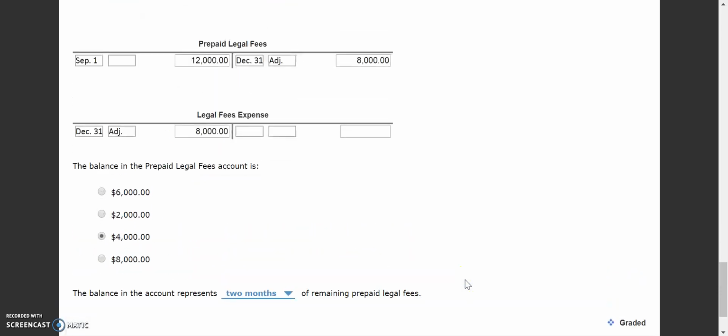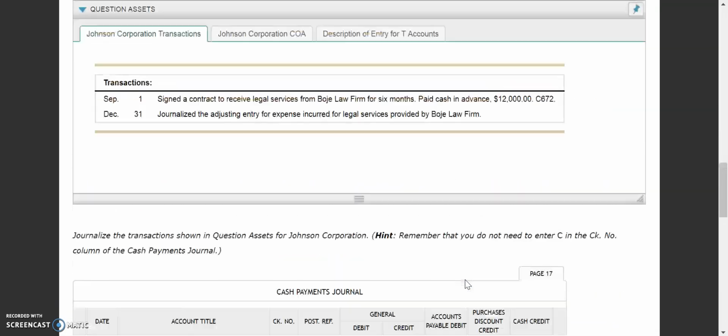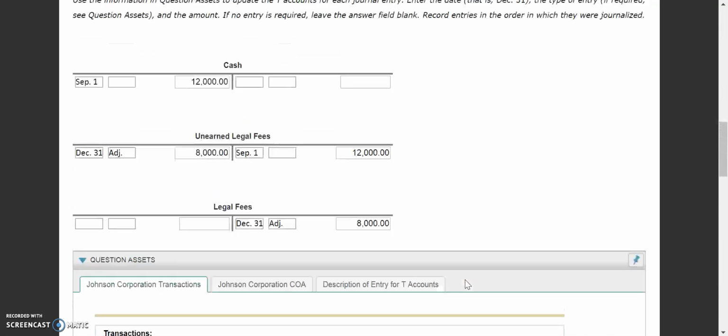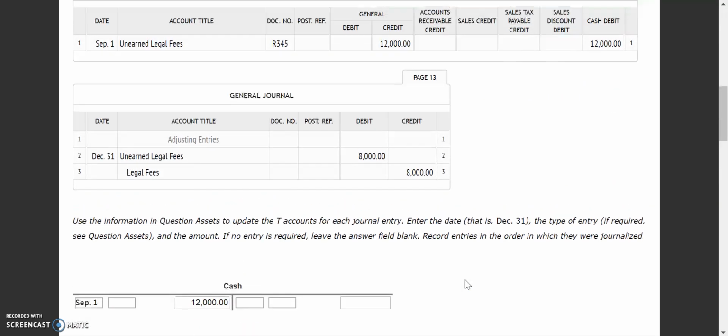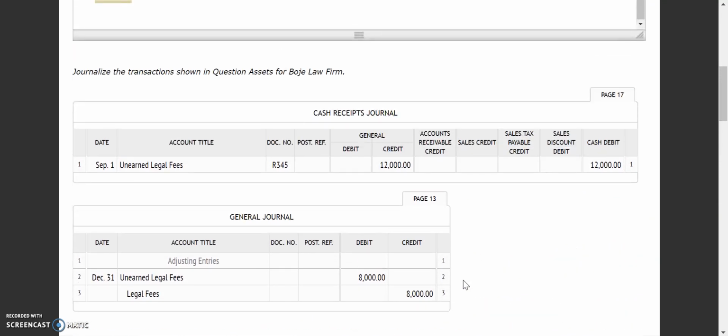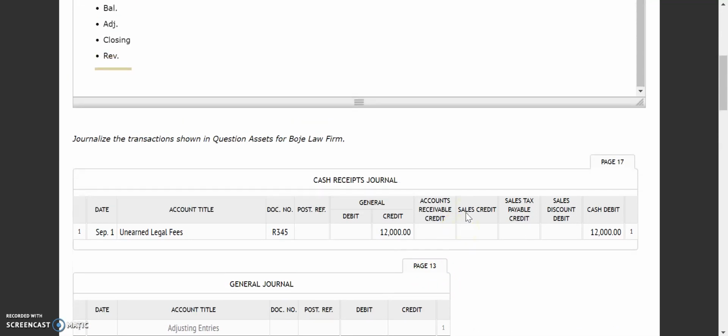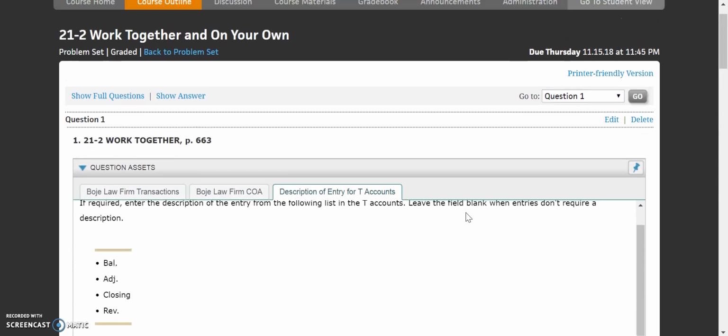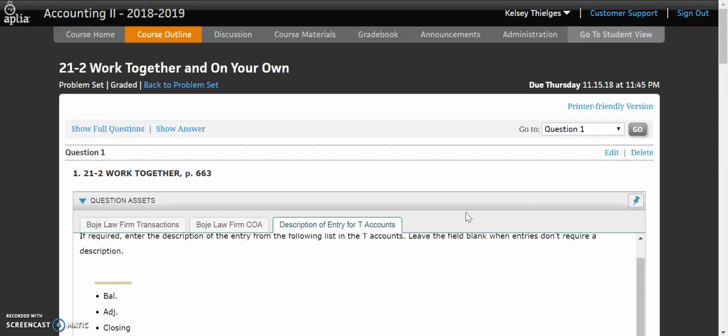So those are some examples of deferrals. I think deferrals are a lot easier than accruals just because with deferrals we don't have reversing entries because we aren't having a receivable or a payable account be affected here. So you can head over, do the 21-2 on your own, and then your application problem as well.